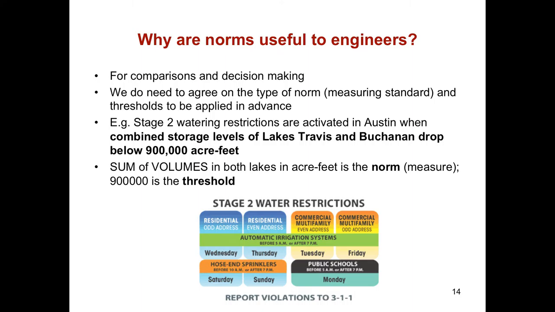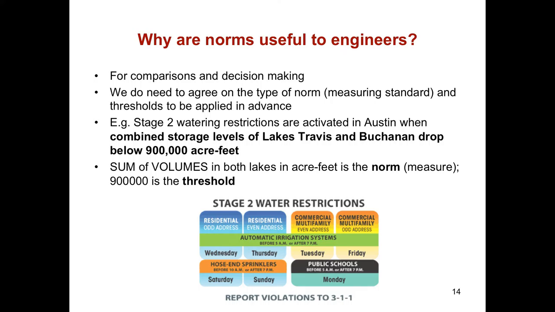In general, you need norms for some sort of decision-making. So we are in Austin, and typically there are some watering restrictions in summer. Okay? And watering restrictions are something that is agreed upon. So civil engineers and environmental engineers agreed that if the combined storage level between Lakes Travis and Buchanan drops below 900,000 acre feet, so this is a volume measure, acreage times feet of depth, then I have stage 2 watering restriction.